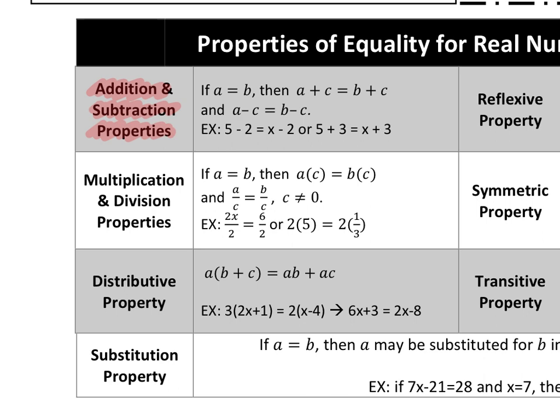The next set of properties is called the multiplication and division properties. This is also part of what we've always called inverse operations. It says that if 2 numbers are equal to each other, or 2 letters are equal to each other, then if you multiply by some number on both sides, or divide by some number on both sides, as long as that number is not 0, because you can't divide by 0, then they're still equal. So when we wanted to get rid of a number in front of a letter, we would always divide on both sides.